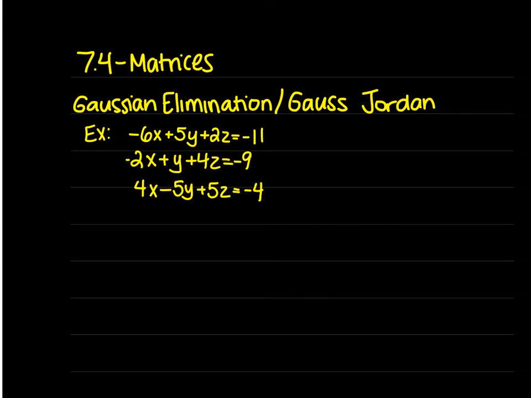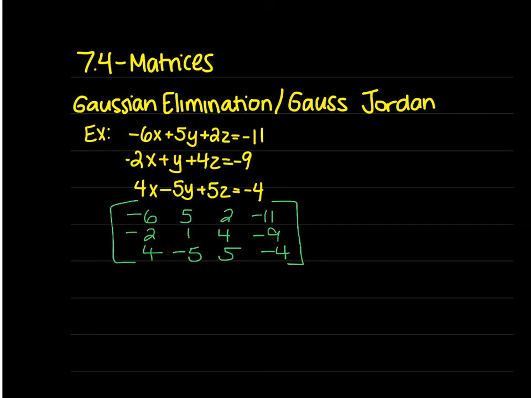So I would say the same thing if you wanted to practice it out. Start with this one, get it into row echelon, do the back substitution, and then continue it on to Gauss-Jordan or reduced row echelon to check your answers. All right, so the first thing I'm going to do here is rewrite this into matrix form. -6, 5, 2, -11, -2, 1, 4, -9, 4, -5, 5, -4.